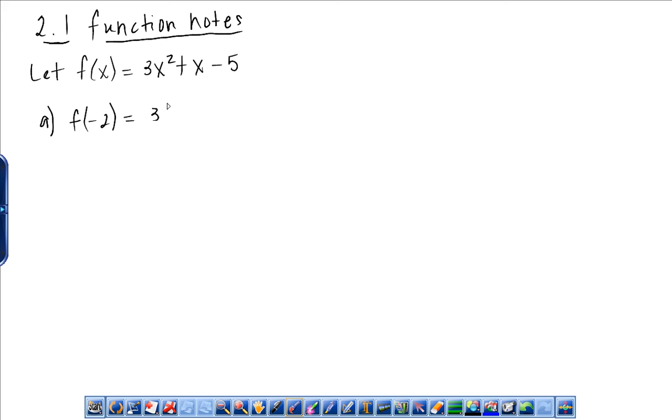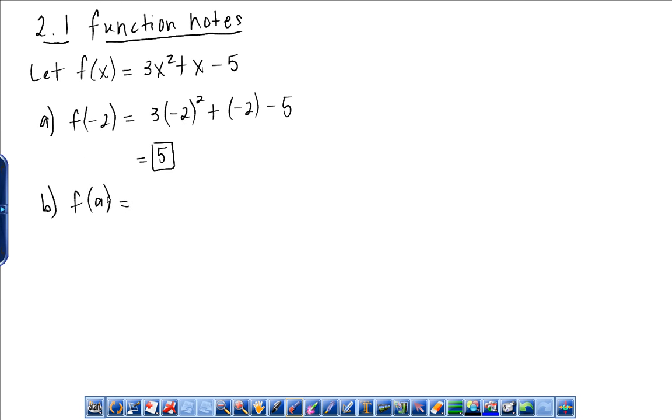So you're going to have 3 times, parenthesis, negative 2 squared. Let's plug in your negative 2 for this x value and minus 5. You should be able to do this without a calculator. 27. For your next problem, I want you to do f of a.